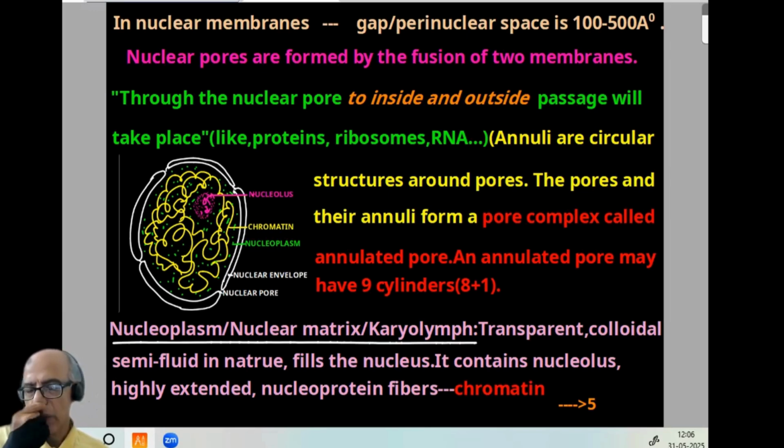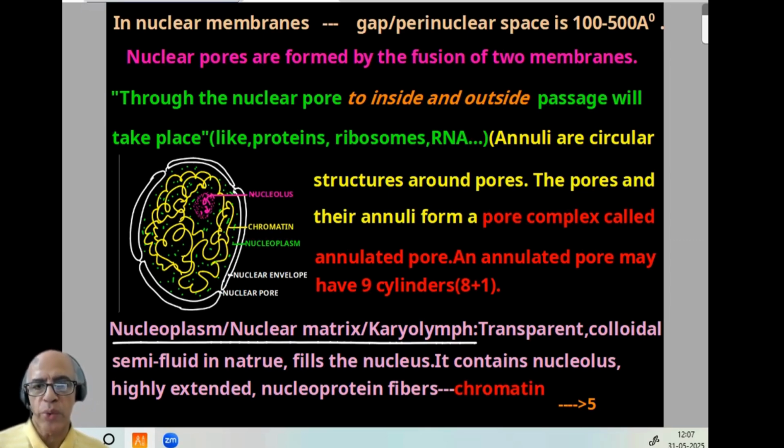Now there is a structure called annuli, not directly given in NCERT, but it was a previous question. Annuli are circular structures around pores. The pores and their annuli form a pore complex called the annulated pore. An annulated pore may have 9 cylinders arranged 8 plus 1. This last area is not directly given in NCERT, since it came in some previous exams, just to mention it. Now comes the next part.